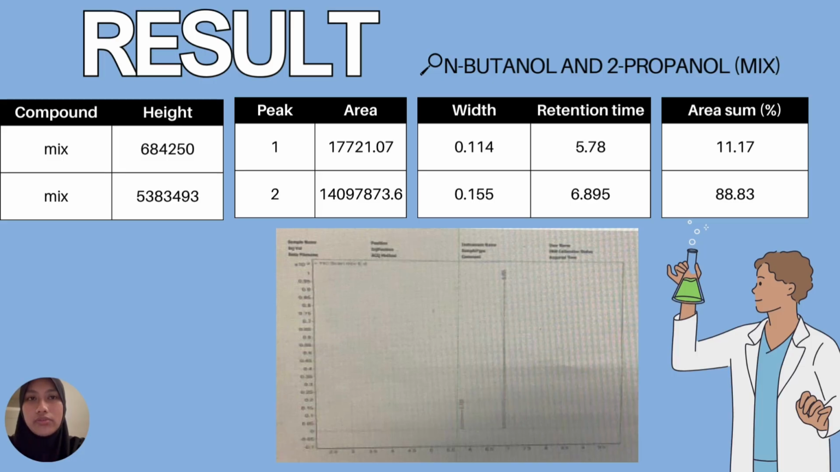By looking at the graph, we have 2 peaks and we need to identify which one is N-butanol and which is 2-propanol. The first peak, with 0.1114 cm width and 5.78 second retention time, is the 2-propanol compound. And the second peak, with 0.155 cm width and 6.895 second retention time, is the N-butanol compound.